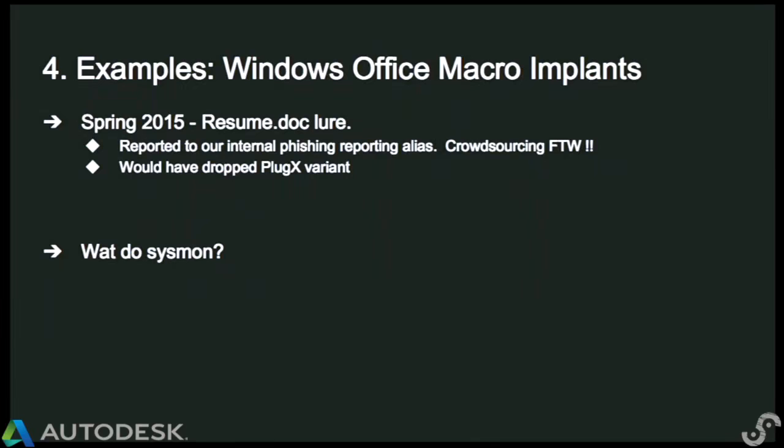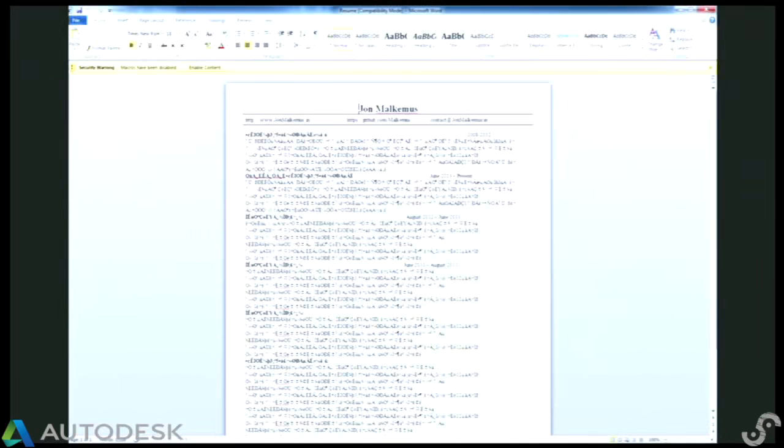In this case, it would have dropped PlugX. Read into that what you want. We'll take a look at how we can discover this type of activity on endpoints and extrapolate to a larger class of problems via Sysmon. So this is the actual phishing email we got. It looks really bad. I think it was intentionally this way so that someone would click enable macros. So what do we do next?